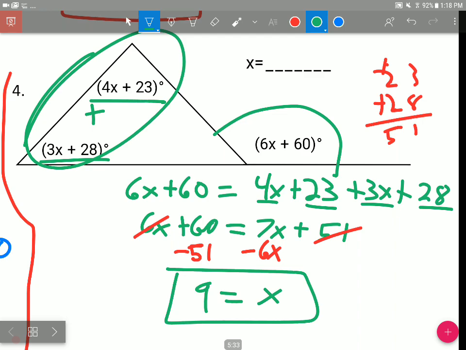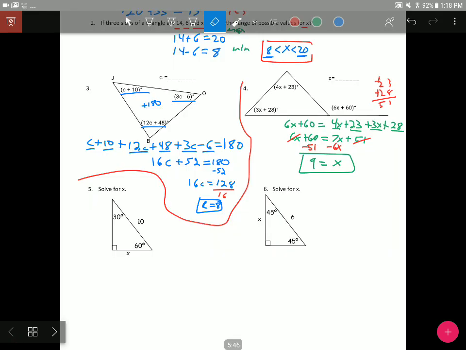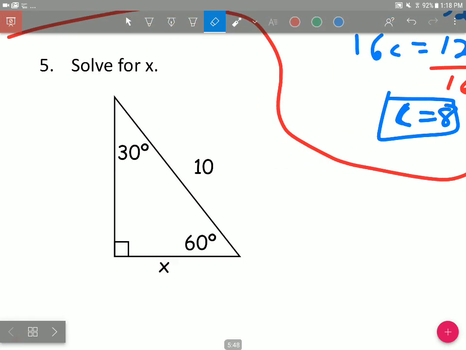There you go. All right, and if we asked you for this angle right here, just plug in the 9 for x and solve is all you got to do. All right, but that's all your exterior angles. This guy, solve for x.